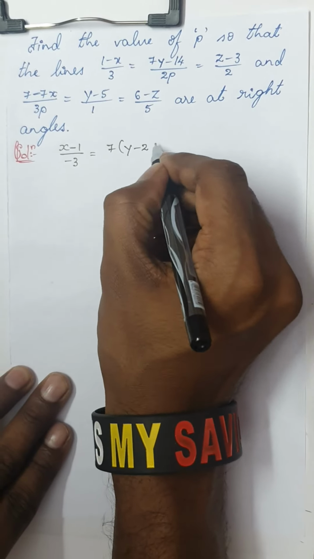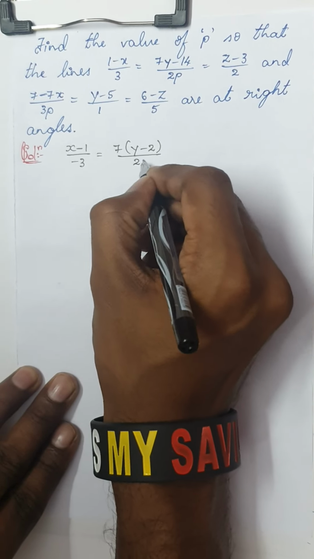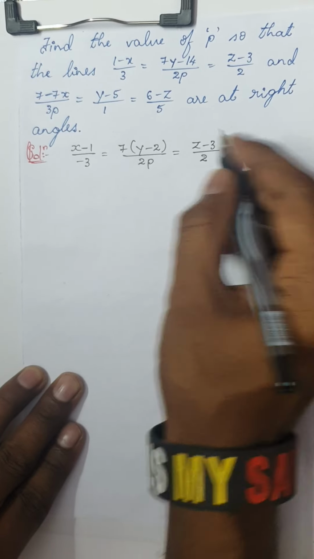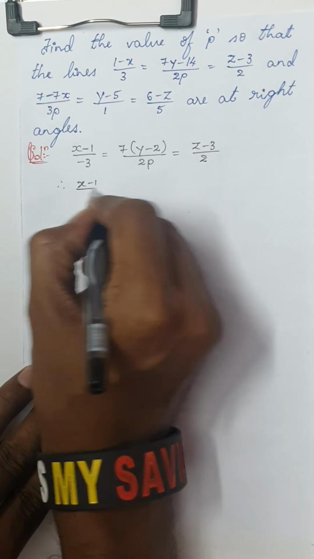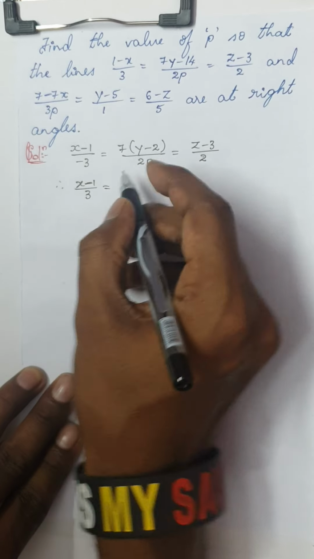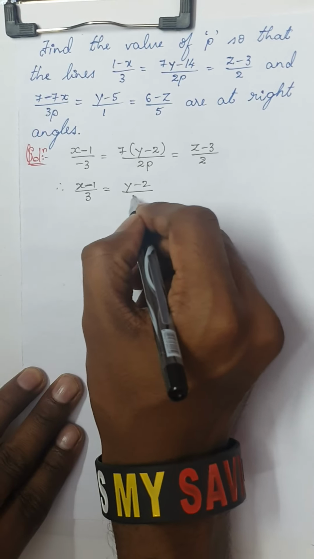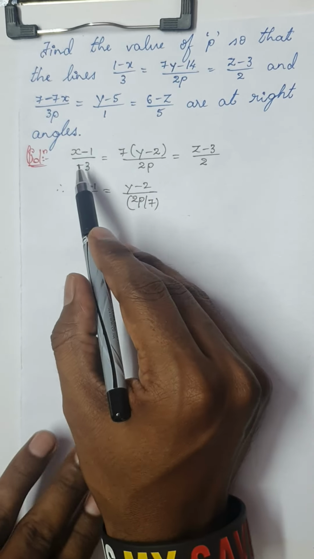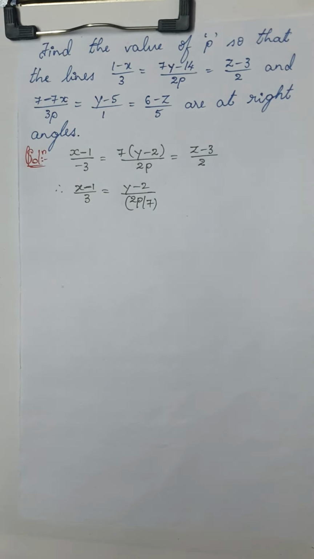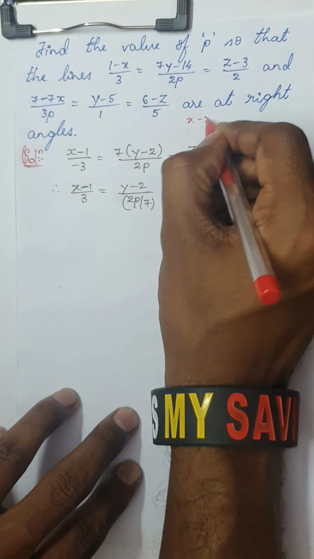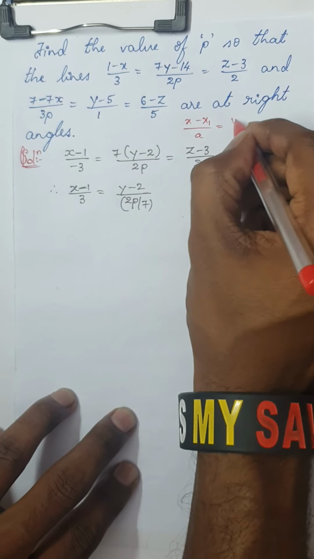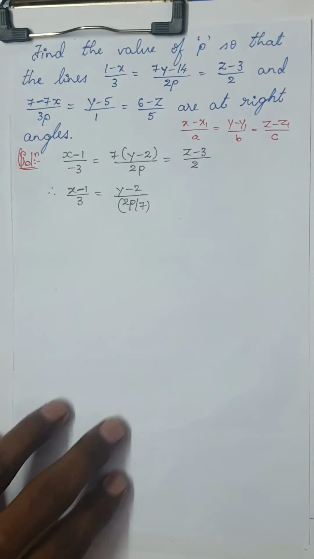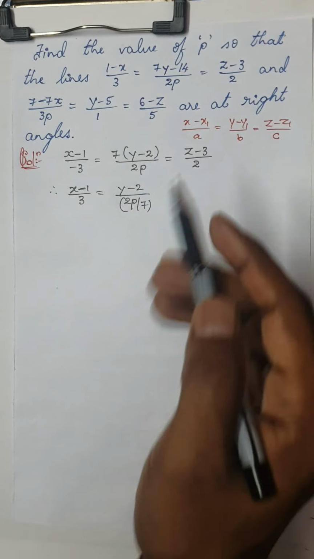So it is y minus 2 divided by 2p, and that is nothing but z minus 3 divided by 2. Therefore, I can write it as x minus 1 divided by 3 is equal to y minus 2 divided by 2p by 7, because I want the regular equation as x minus x1 by a. Remember, the equation of a line is x minus x1 by a, that is nothing but y minus y1 by b, that is nothing but z minus z1 by c. I have to write the given equation in this form.